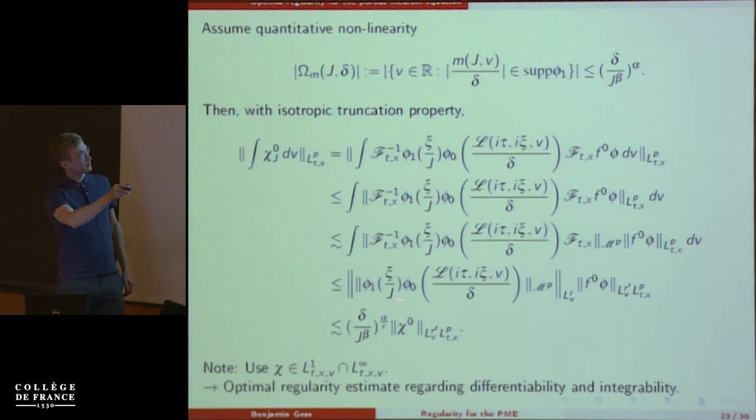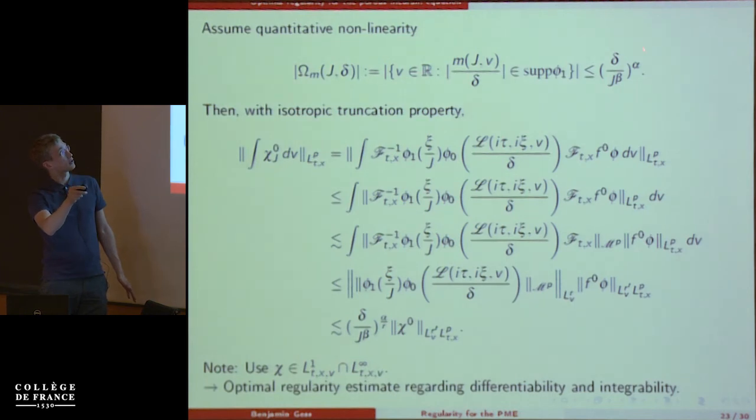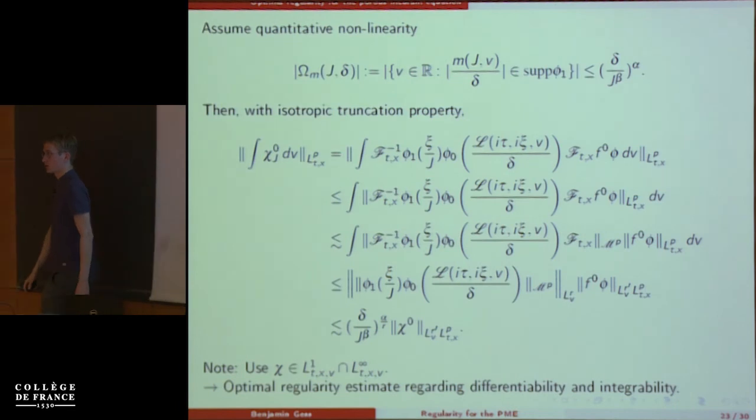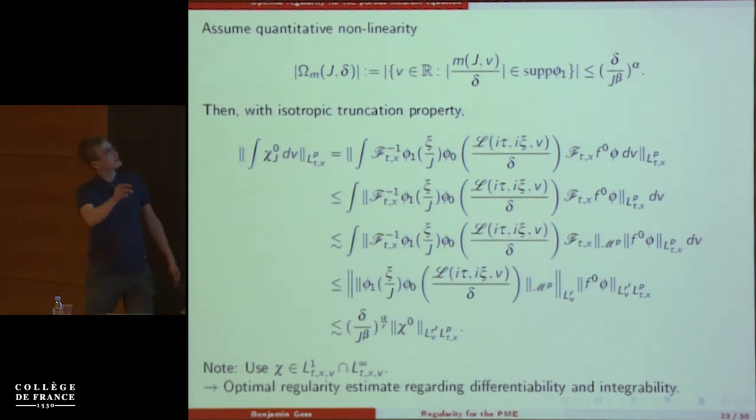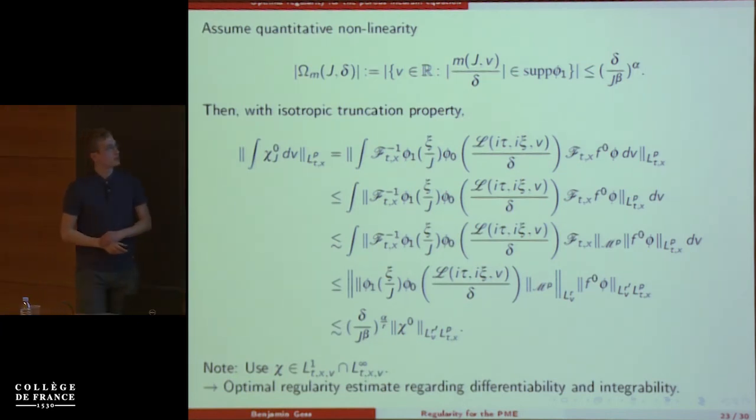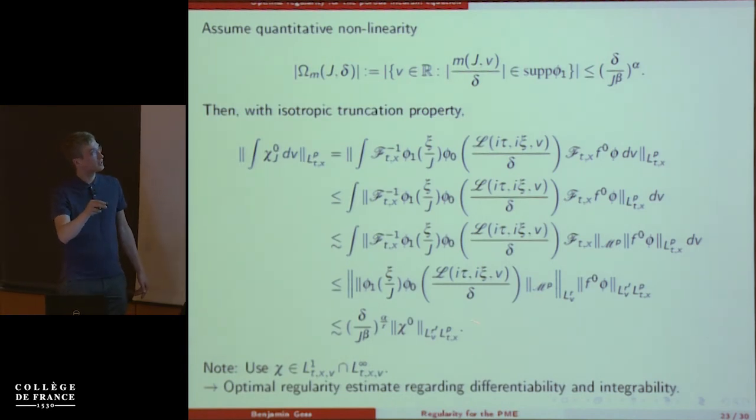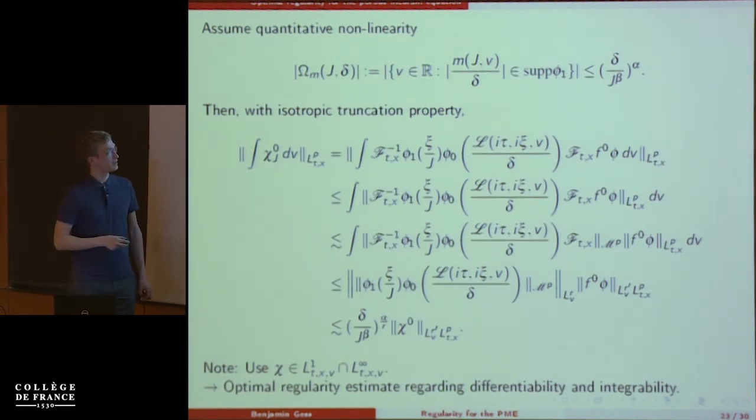Right, so we get to this part, but then by the isotropic truncation property, this term is bounded by the mass of the degeneracy set, which is bounded by this, so you end up with this estimate. These lines are maybe hard to follow if you're not used to these kinds of averaging techniques, but if you're not, then just read from this line to this line to grasp what we have gained.